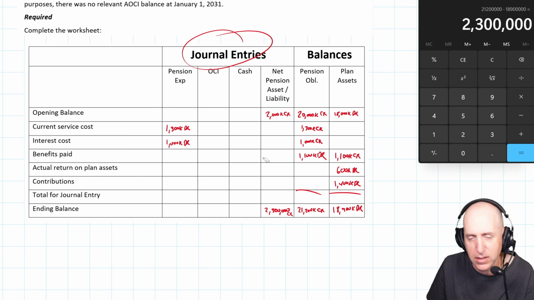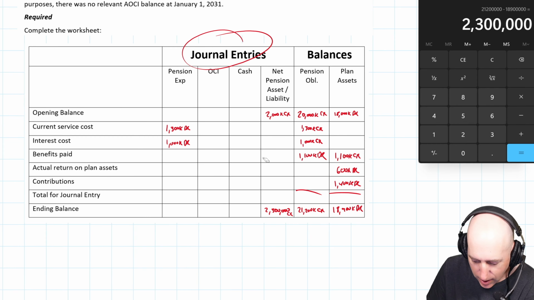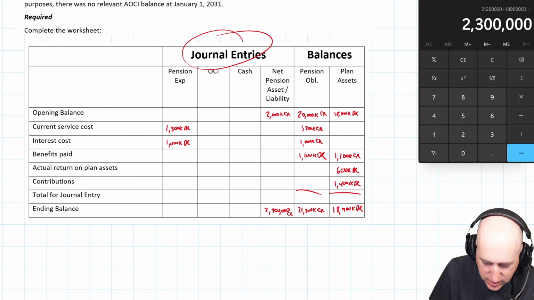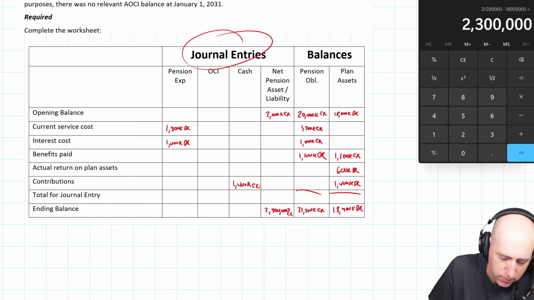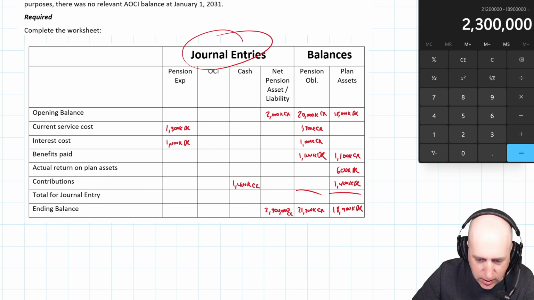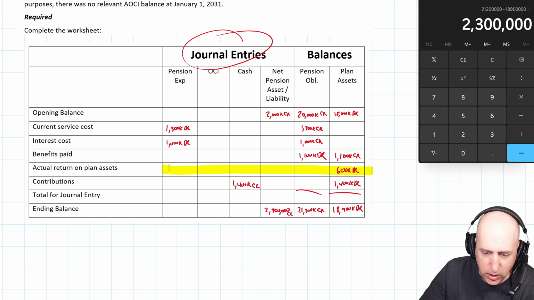I'll come back to actual return on assets. That's the one that is different between IFRS, Canadian ASPE, and US GAAP. We'll do it the US GAAP way first, but let's do contributions. That's the same everywhere. When you contribute, it's a debit to plan assets. It's a credit to your cash. You contributed out of your own company cash, so 1.4 million credit. This is the last line left, and this is the one that's, again, a little bit differential between our methods. We'll do it the US GAAP way.